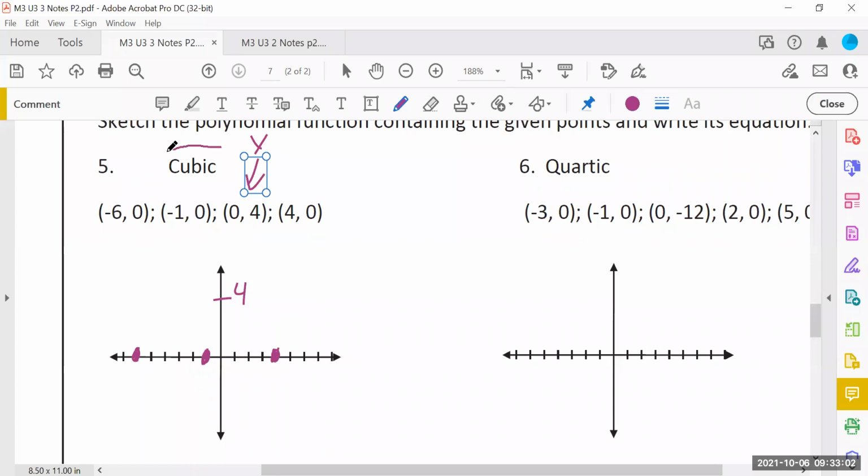Does everyone see that they tell us it's a cubic function? So how many x-intercepts would we expect to have? 3. Do we have 3? Perfect. No issues. So we go through, and now we're going to make our sketch. But wait, I don't know the end behavior. They didn't tell me if it's positive or negative.